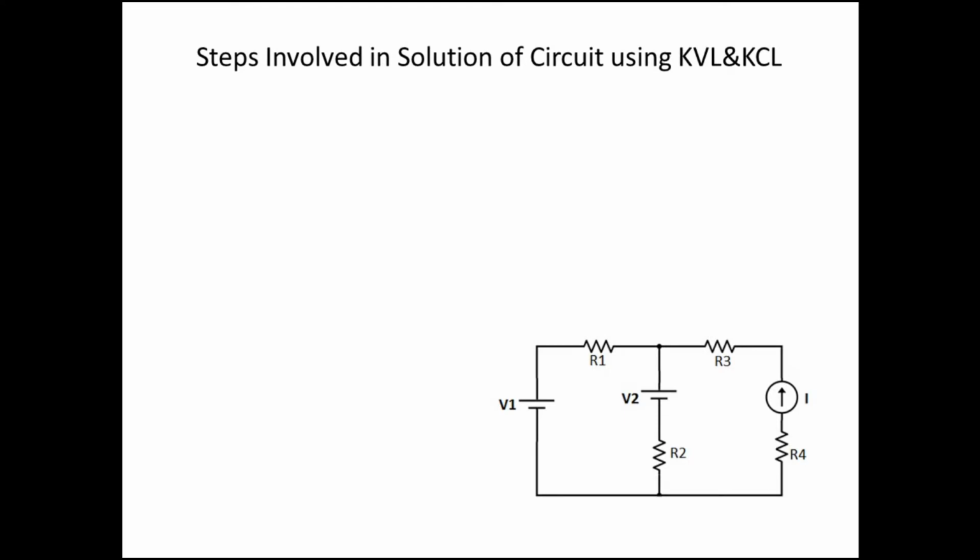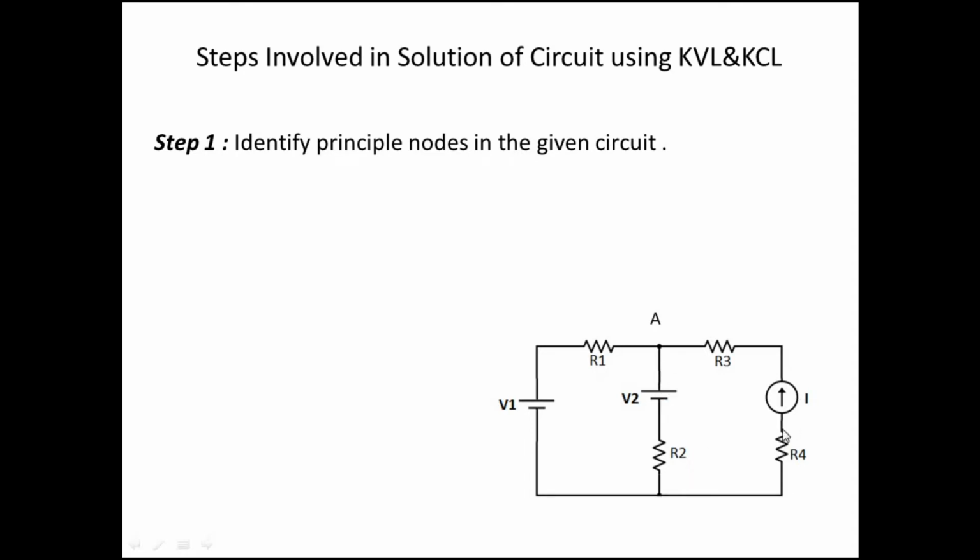Next we can discuss the steps that we use while solving a circuit using Kirchhoff's laws. First step is we have to identify the principal nodes in a given circuit. Principal nodes means the nodes formed by interconnecting more than two elements. If you are looking here, this node is formed by interconnecting R1, R3 and V2, so it is a principal node.